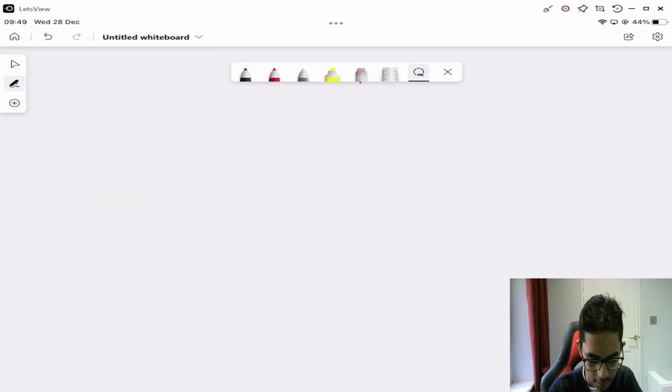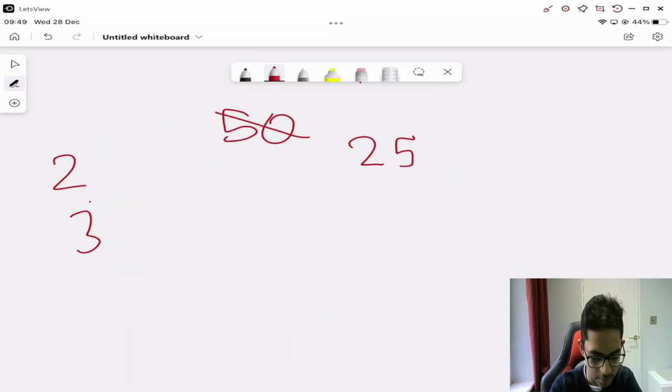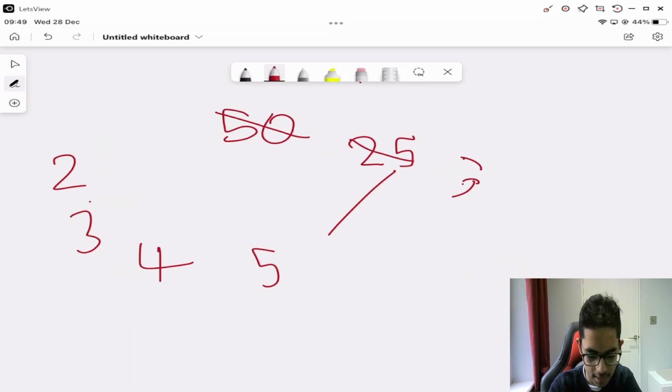Okay, so let's say we have 50, for example. We start iterating from 2. Is 2 divisible? Yes. So we rewrite this as 25. Now we go to 3. Is 3 divisible? No. So now we go to the next number, 4. Is 4 divisible? No. Now we go to the next number, 5. Is 5 divisible? Yes. And now this can be written as 5. Now, is 5 divisible again? It is. And now this can be written as 1.